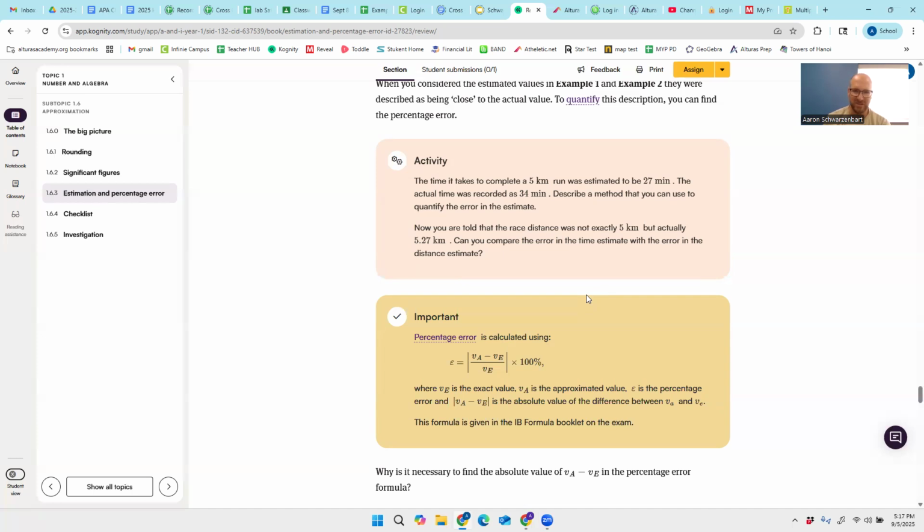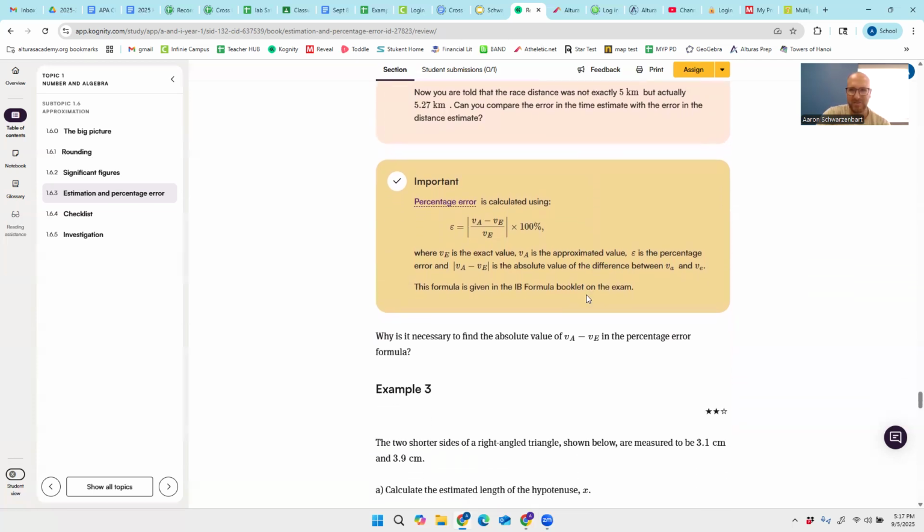Your percent error is VA, which is the approximate value, and VE is the exact value. So it's VA minus VE over VE, absolute value, it's positive, multiplied by 100 to get a percent.